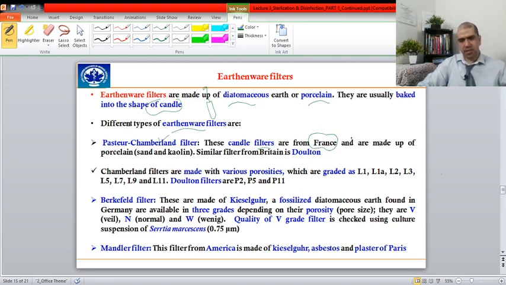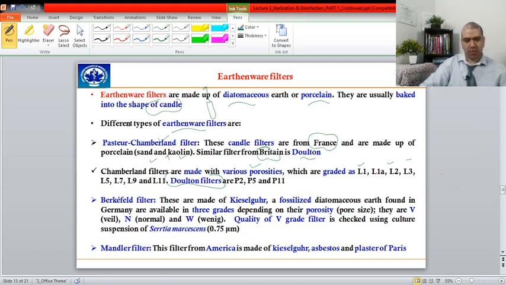they are famous in France. They are made up of porcelain, that is sand plus kaolin, a mixture of sand plus kaolin. Similar filters that were made in Britain were called Doulton. Chamberland filters are made with various porosities, and based on their porosity they can be graded as L1, L2, L3, L5, and so on. In the case of Doulton filters, they can be labeled as P2, P5, P11, depending upon the porosity size.